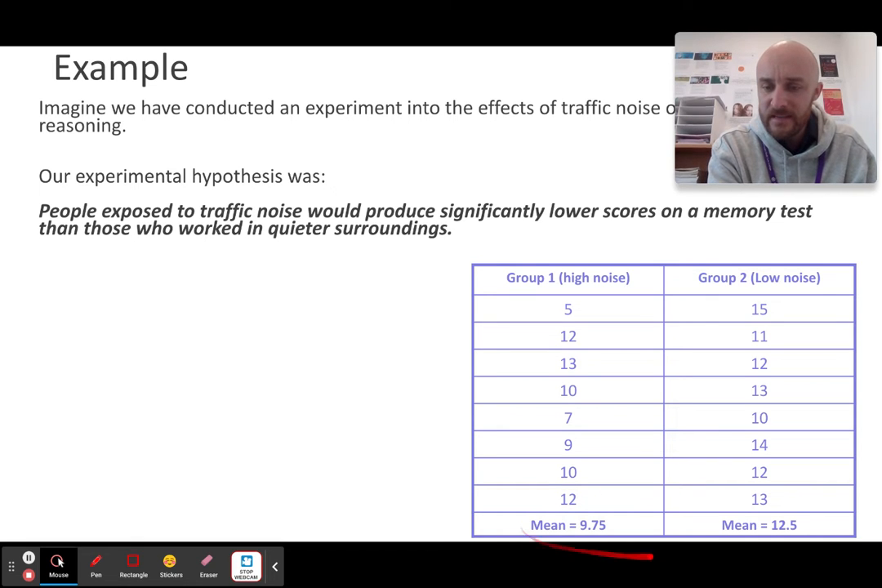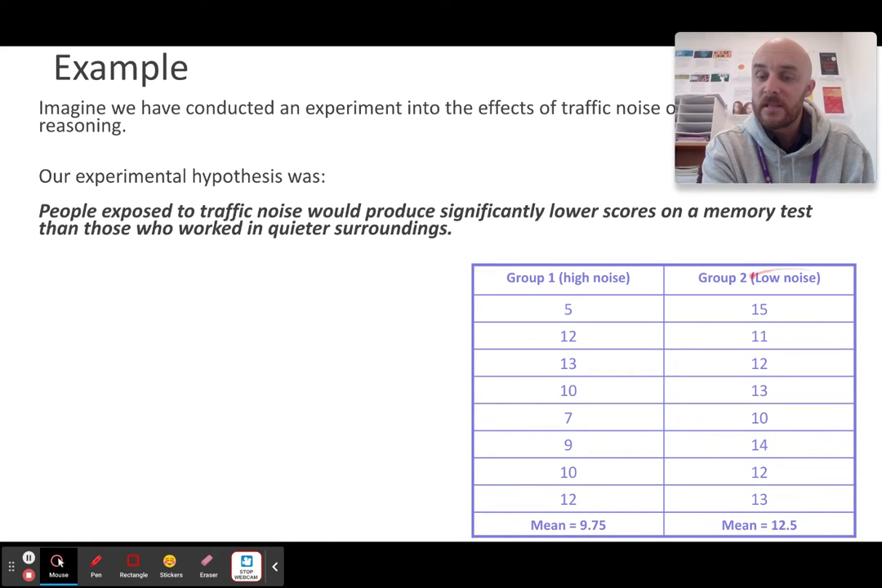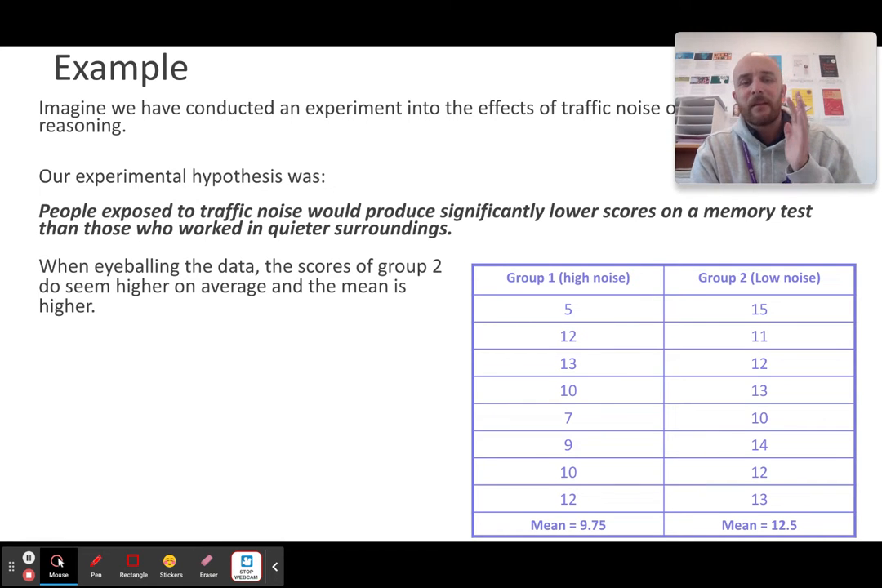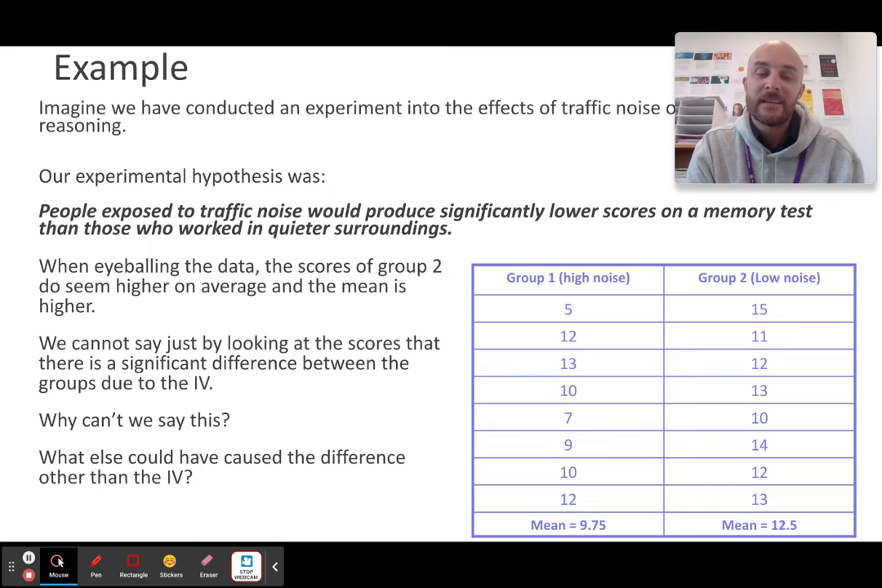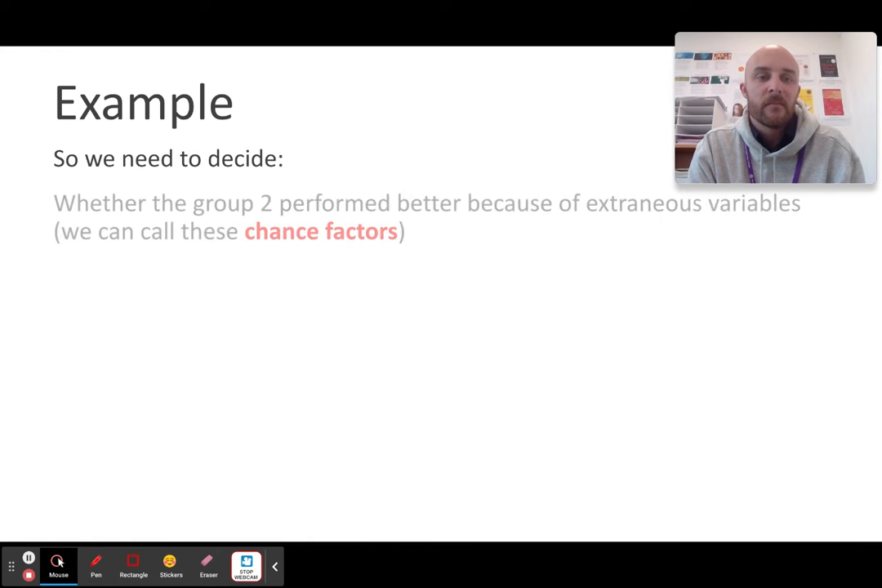But if you're looking at the data down the bottom, the raw data, you can clearly see that there was a difference, right? In this case, people scored higher in the memory test in the low noise than they did in the high noise. But again, you can't just eyeball the data and figure that out. You cannot say just by looking at the scores that there's a significant difference. In this case, you're going to have to do a stats test.